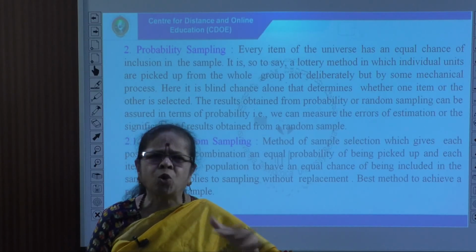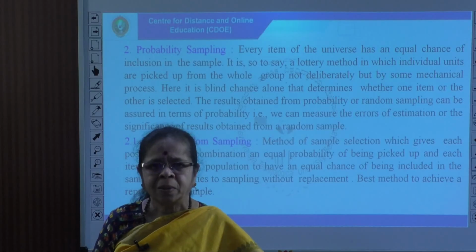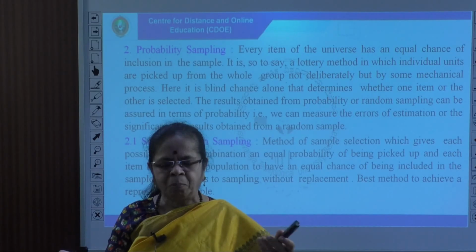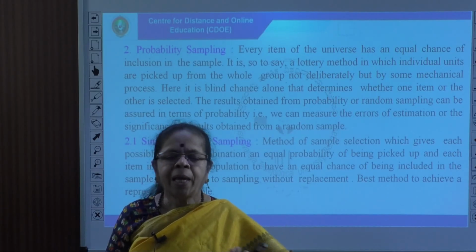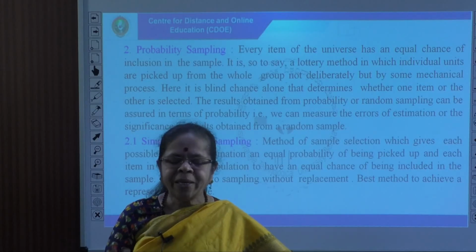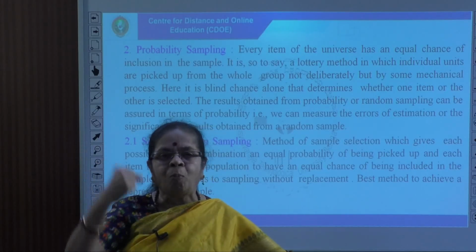Obviously you can see there is no scope for the researcher's bias. Let us say I put the balls in the bag. I like red color, I like yellow color, let us say I like yellow. I can't say that the probability of me picking a yellow ball is higher, no.